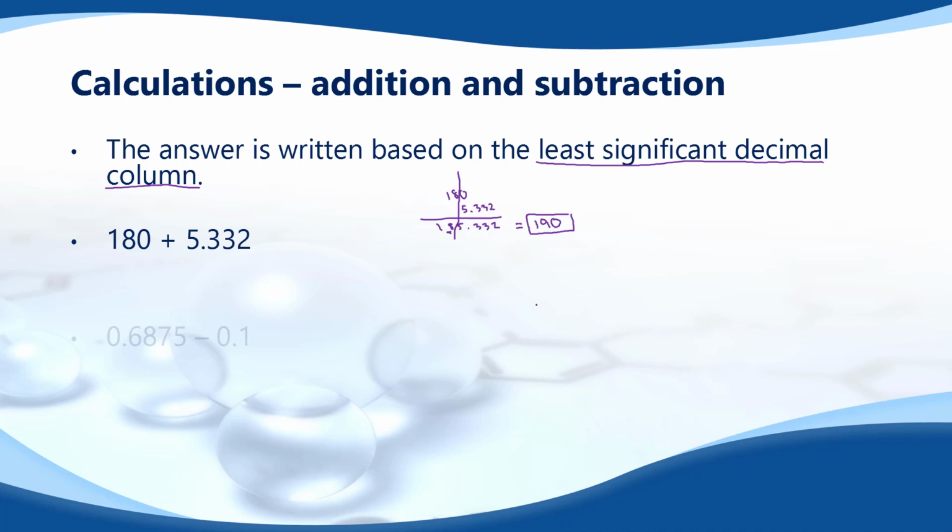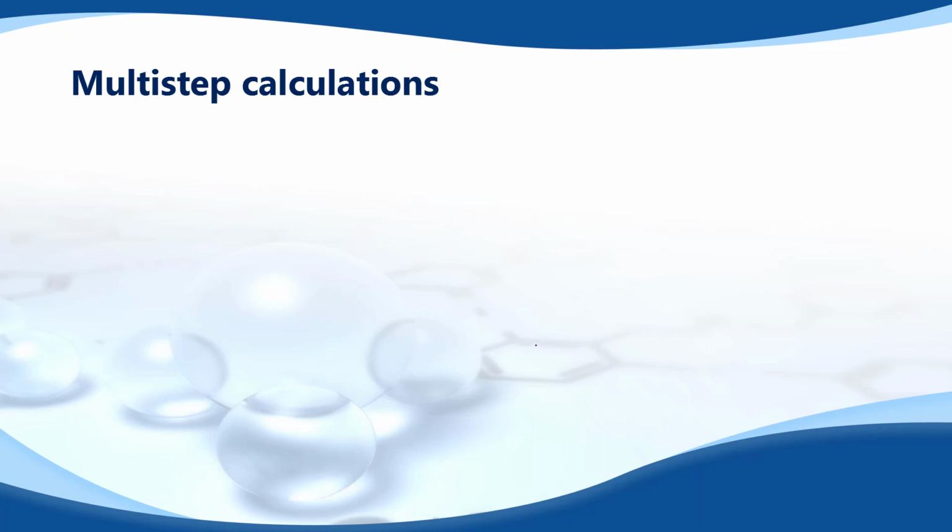And then for our other operation, 0.6875 minus 0.1. Our least significant decimal column in this calculation is the tenths place. So we're going to round to the nearest tenth. So 0.5875 rounds to 0.6. Those are calculations in sig figs. And then the only other situation we have to worry about is what to do if we're doing multi-step calculations where we apply different rules.